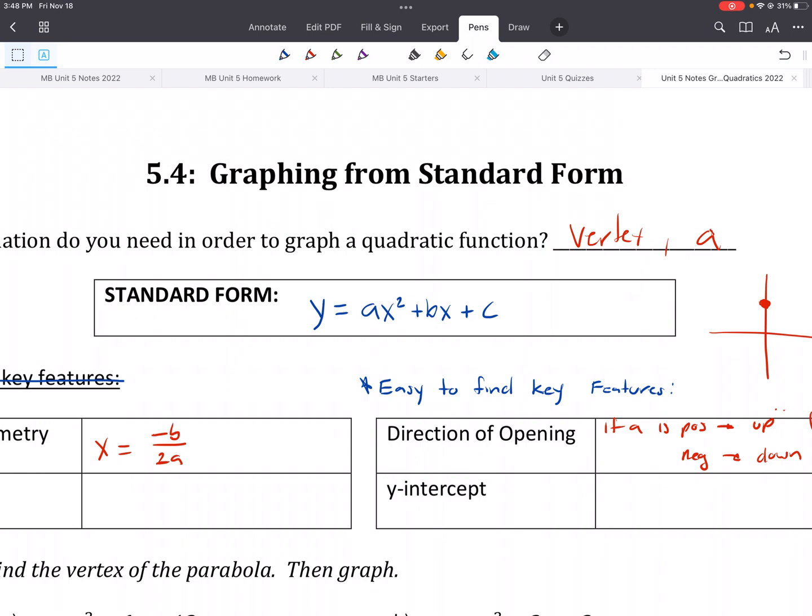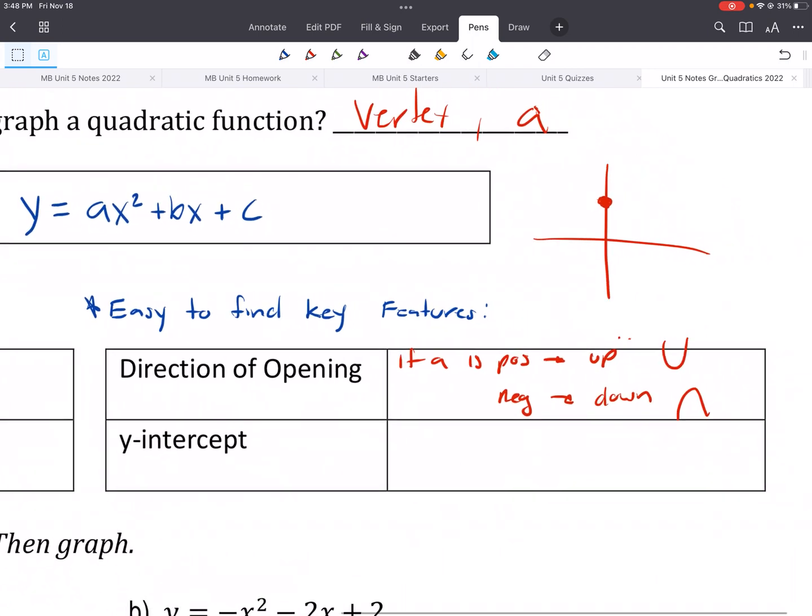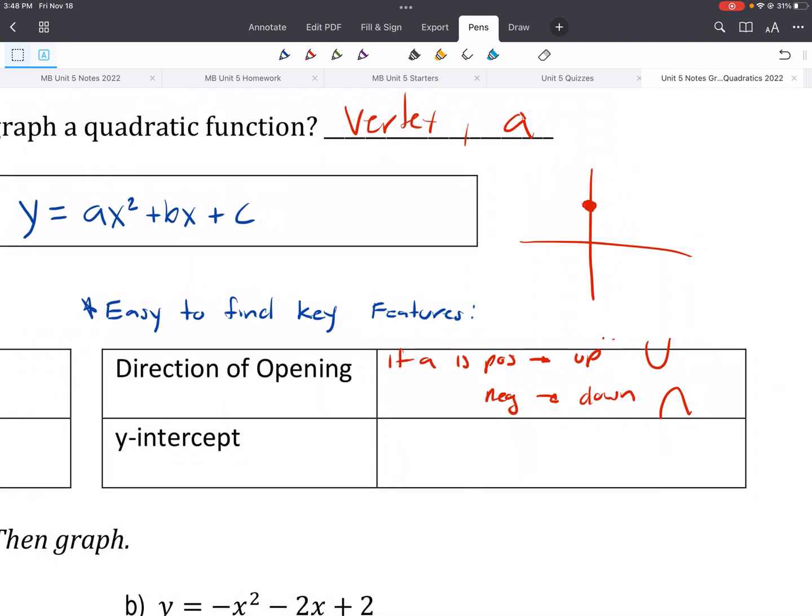Okay. So again, there are always key features that are easy to find. For all the forms, the direction of opening is always easy to find. Again, that's just your a. If a is positive, the parabola opens up. And if a is negative, then it opens down. Again, thinking like a happy parabola, if you're positive, if you're negative, you're probably frowny. Okay, so there's my eyeballs. Let me grab those. Here's the eyeballs. All right, there you go.